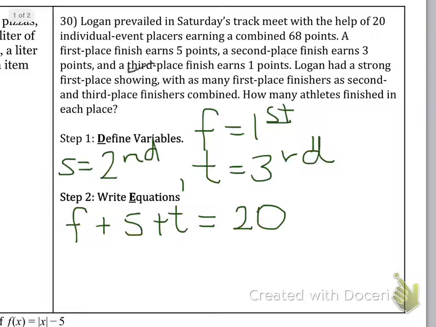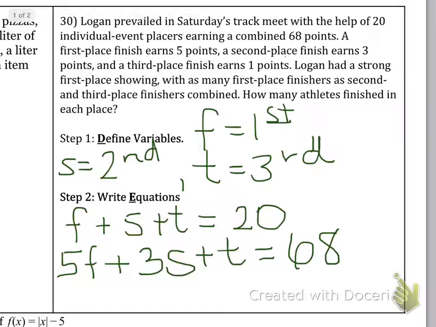Let's see, what else do we know? It says the points combined was 68 points. So in relation to points, let's look at the point values. First place is 5, second place is 3, and third place is 1. So if we do first times 5, how many people got first times 5? So 5F plus the points for second is 3 times my second, S, plus my third is 1 point. So that's just T equals 68.